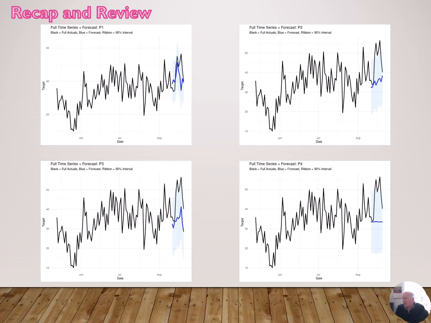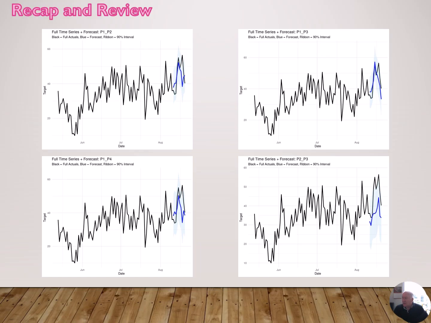Here's P1, which doesn't do horribly by itself, and P2 seems to have the trend down pretty well, and P3 doesn't do too badly. P4 kind of looks like the naive method, right? That it's found the value, or maybe the average method, but it's not doing very well.